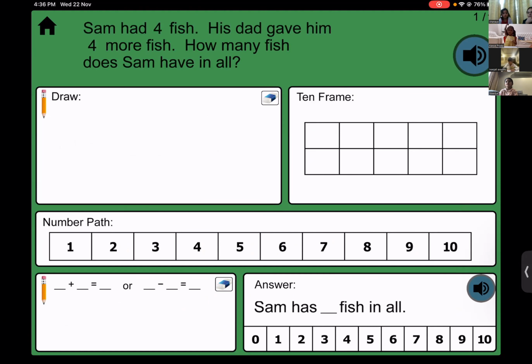Nadia, do you want to try? Kavya wants to try? Okay. So Kavya, after Nadia, you will be trying, okay? Read the question.